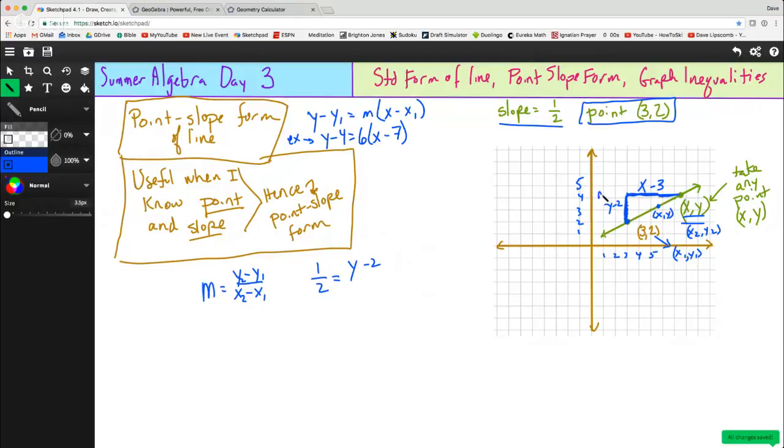It's our delta y over our delta x. So again, this is our delta y over our delta x. So our slope equals a half, which is y minus 2 over x minus 3. Our slope is change in y over change in x. Now I'm going to just do a little manipulation here that's totally legal. So watch what I do. I'm going to multiply both sides by x minus 3. Watch what I do. Both sides multiplied by x minus 3.